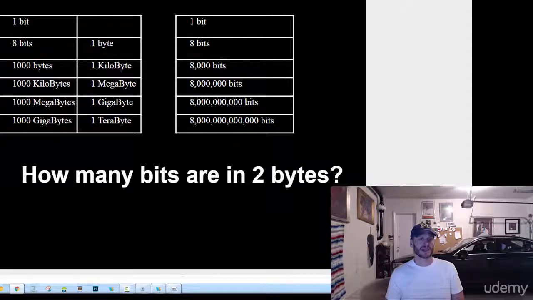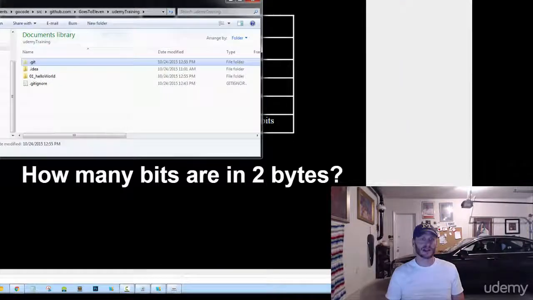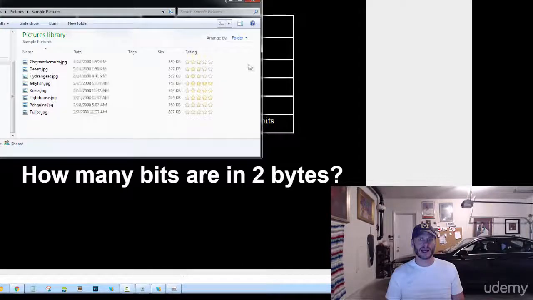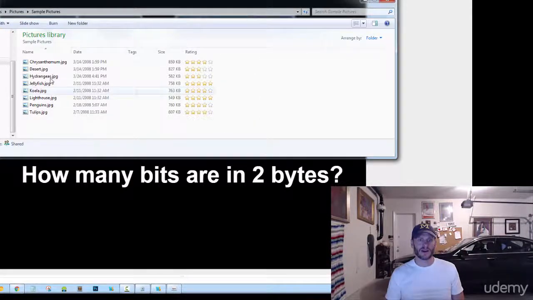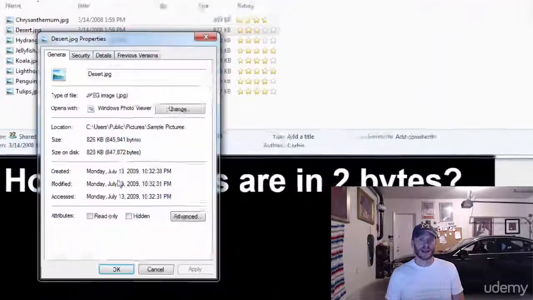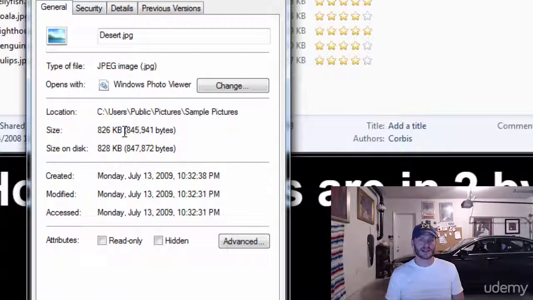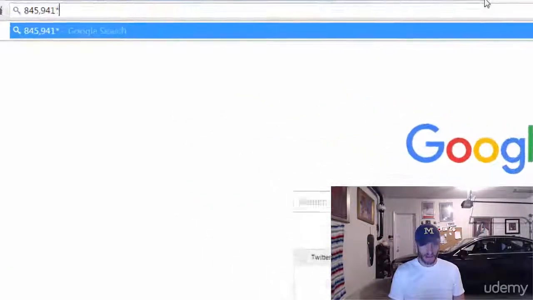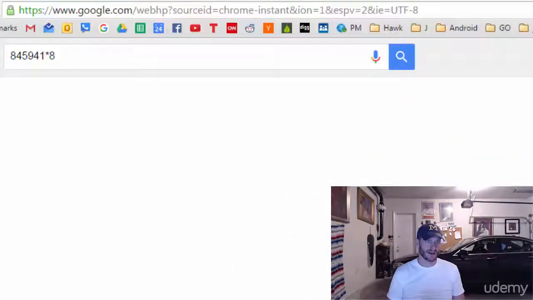So that's pretty amazing. And you can always go back to how many actual zeros and ones are in this. When you look at an image, let me go look at my computer, and I'm sure I've got some sort of image here. My pictures, sample pictures, and let's change the way we're looking at that and go to details. I don't see it, but properties. And here we have 845,941 bytes. To figure out how many bits that is, we can bring that into here and multiply that by 8. I think I need to take the comma out. I don't know how Google works.